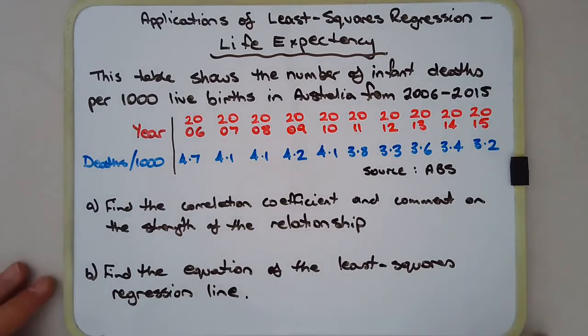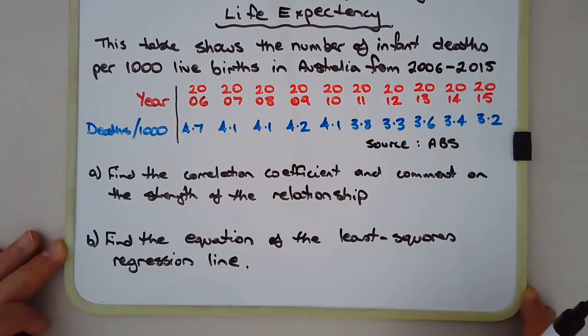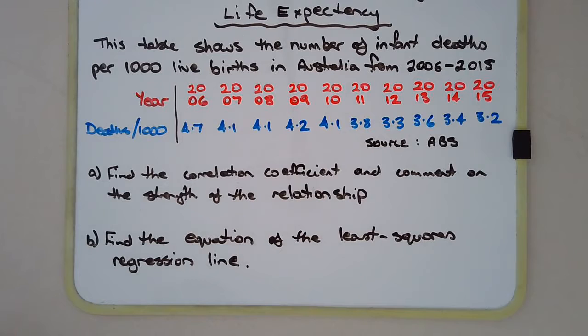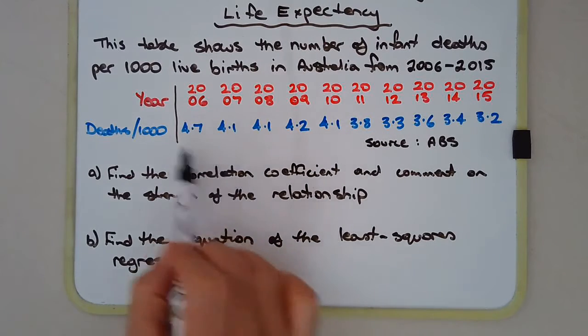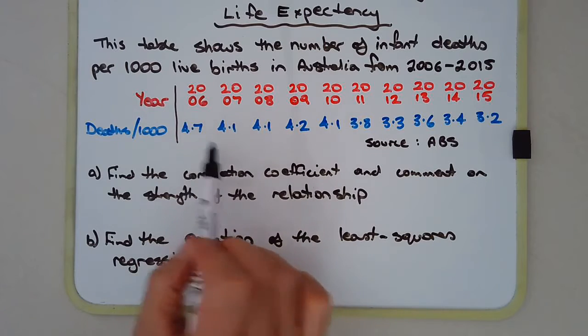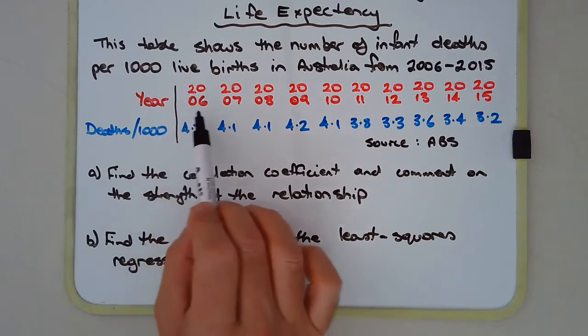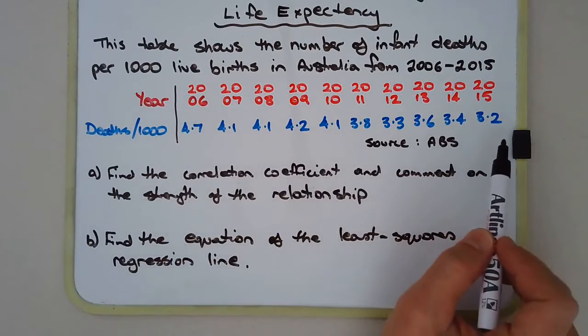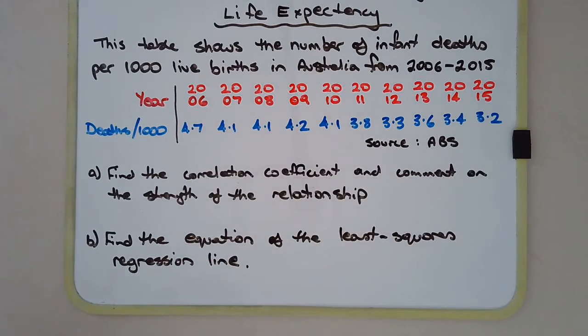For part A, we're going to find the correlation coefficient and comment on the strength of the relationship. Just before I do that, what do you think? Looking at the numbers in blue, we can see that as the years progress, the numbers seem to drop. So we're expecting some kind of negative relationship, whether it's strong, moderate or weak.